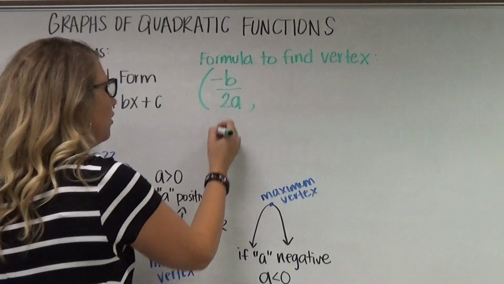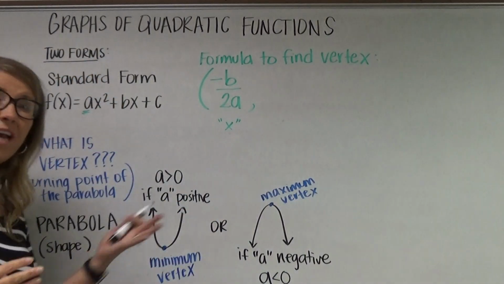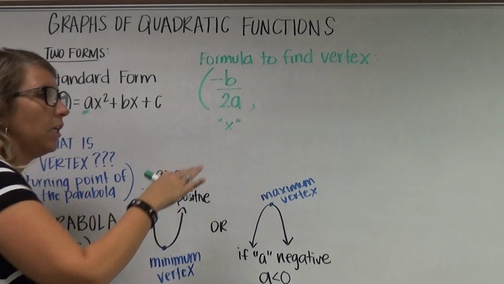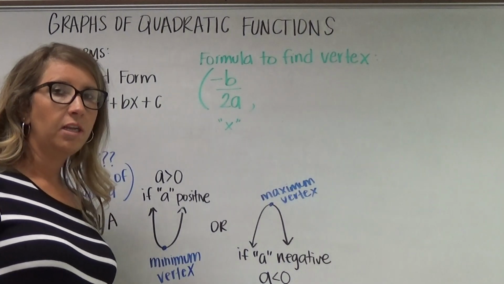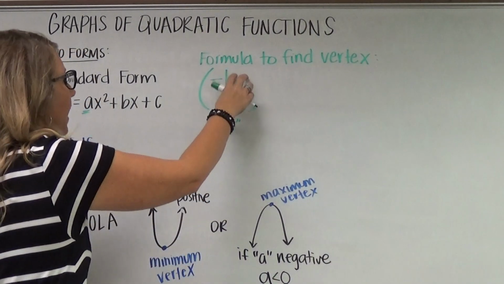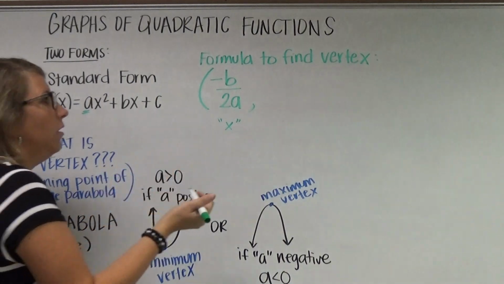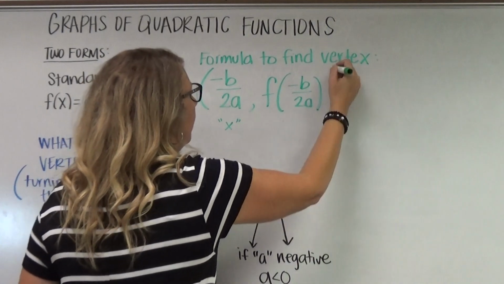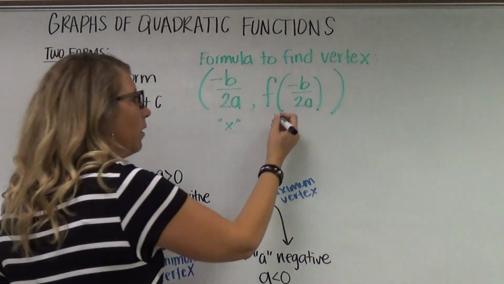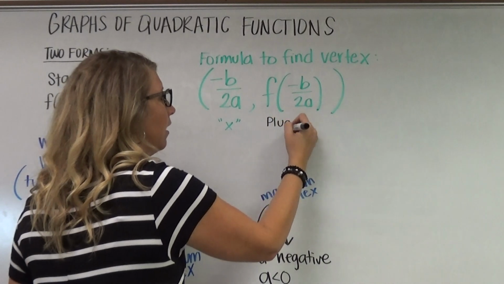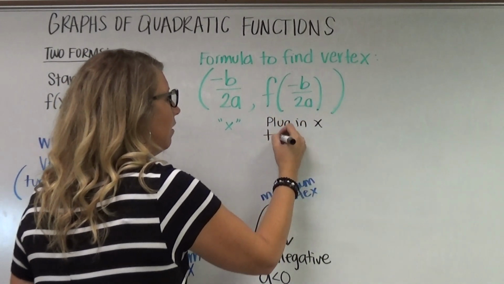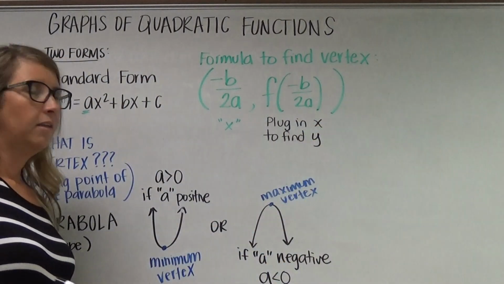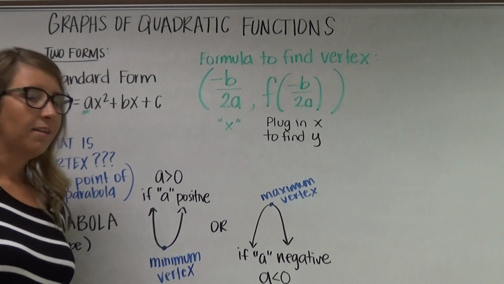Now what that gives you is your x value, or your h to fit what we talked about a second ago. Now if you have an x value, we can evaluate this function to find the y that goes with it by simply taking that x and plugging it back in. So the way that's typically written is f of -b over 2a. And that's going to represent your y value. But I want to go ahead and add that you plug in x to find y. So let's do an example of that.